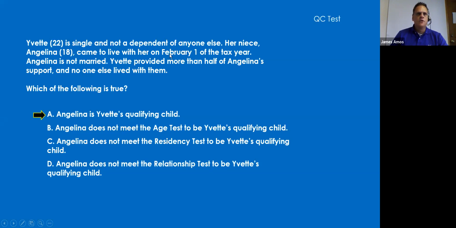What they're testing now are the qualifying child tests. That's where you think CATS, RARs: relationship. Well, that's her niece, so she qualifies under relationship. Age, she's under age 19. That qualifies. Residency, lived with you more than half of the year, which she did. She's lived there since February 1st of the tax year. And support. The support test for a qualifying child says that the child did not provide more than half of their own support. Well, we know that she didn't because Yvette, the 22-year-old, provided more than half. So that's the reason she's a qualifying child.